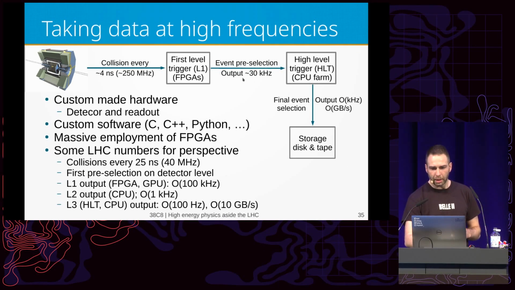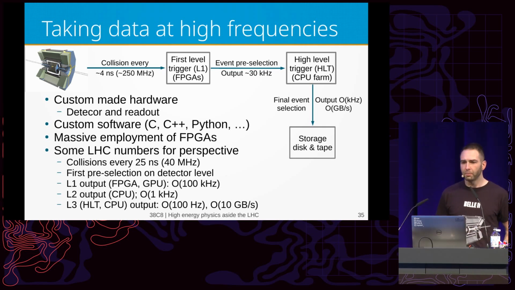The events that then go out at 30 kilohertz go to what we call the high-level trigger. It's a CPU farm. Currently, I think 9,000 CPU cores, and it might get a few more in the future. This does the final event selection. The output is still a few kilohertz, maybe, and we still write orders of gigabytes per second to disk once we are at the final stage.